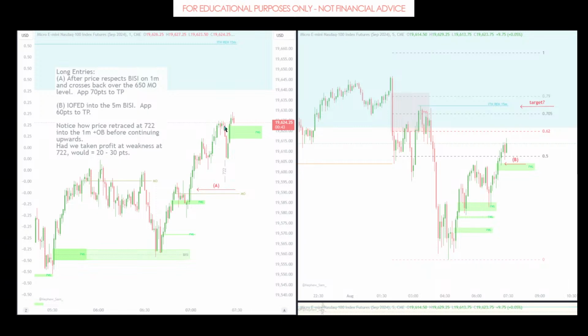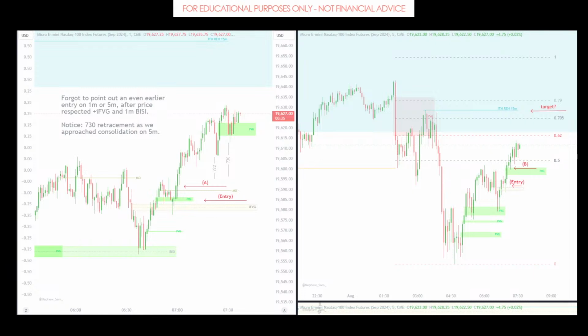Had we taken profit once price started weakening up here, it would have been a 20 to 30 point move, depending on where we got in. So that would have satisfied my objectives. Although I'm always happy to take more, if I have a 20, 30 point move, take it.